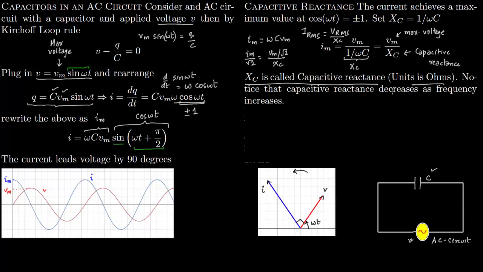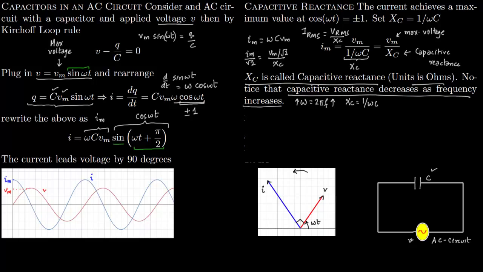The unit is ohms. Notice that capacitive reactance decreases as the frequency increases. Omega is 2 pi f. So as the frequency increases, omega increases, and since Xc is equal to 1 divided by omega C, as omega increases, Xc decreases.